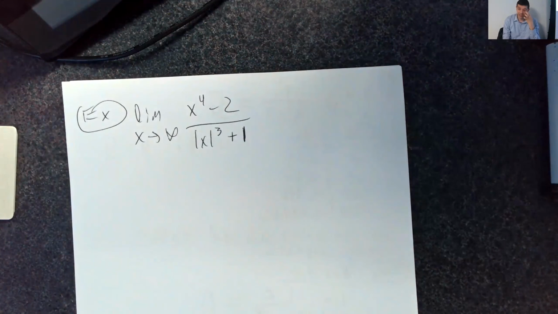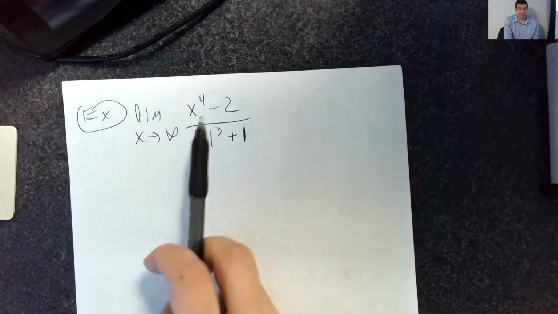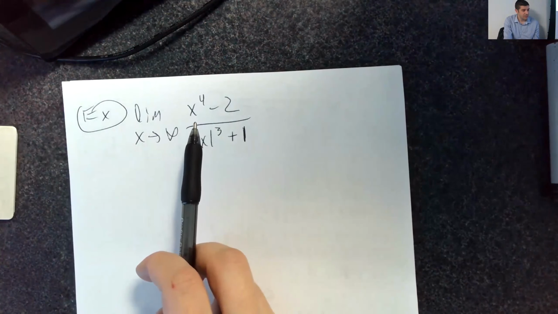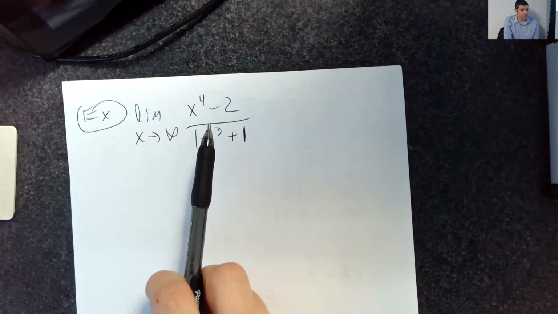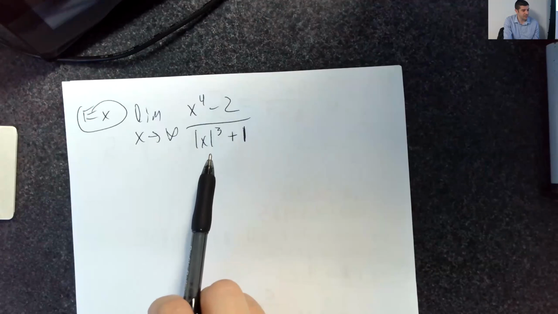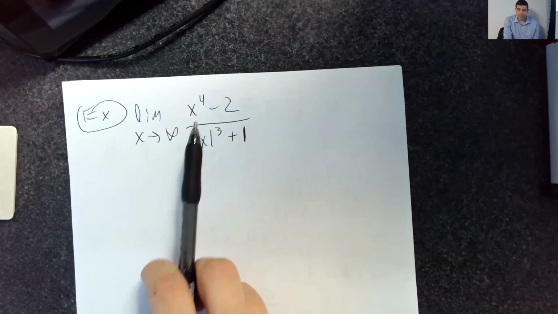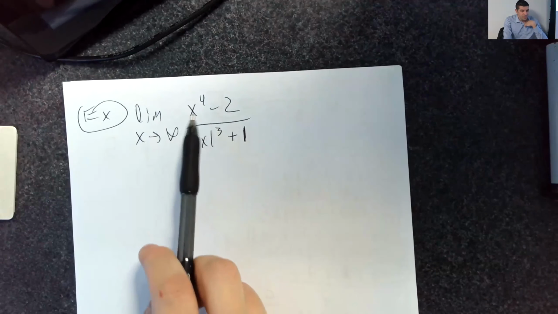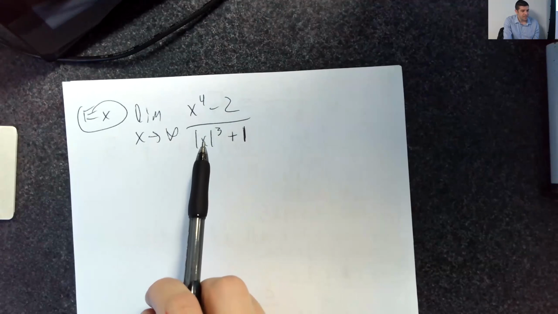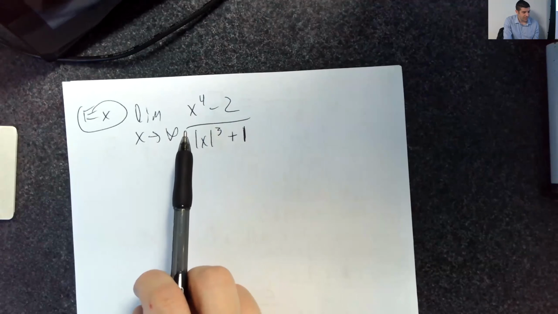Now, notice this one's a little bit different. The numerator, the biggest is x to the 4th. The denominator, the biggest is x to the 3rd. So really, the numerator here is a lot bigger than the denominator. Like 4 versus 3, but if you're thinking about a trillion to the 4th and a trillion cubed, 4 versus 3 is a big deal. It's a trillion times more.